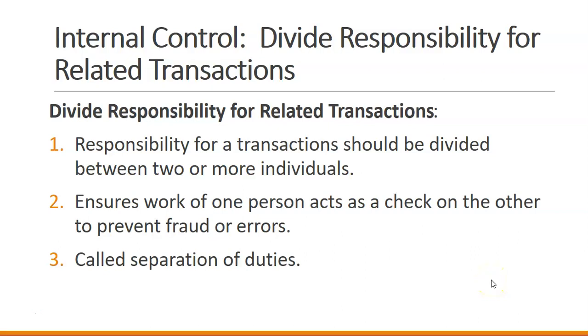The next internal control activity is to divide responsibility for related transactions. So divide that responsibility to one or two more individuals. This is called separation of duties. And this ensures that one person can act as a check on the other to prevent fraud or errors.